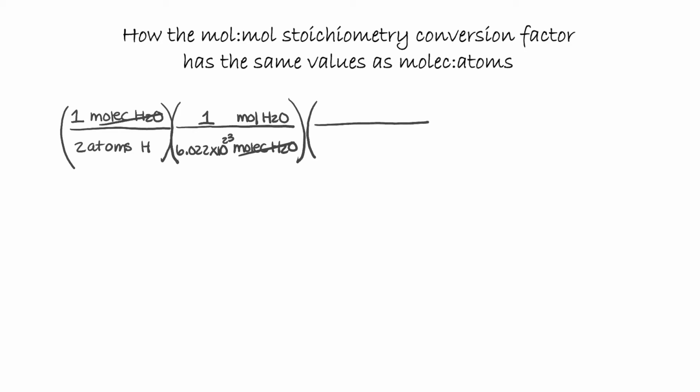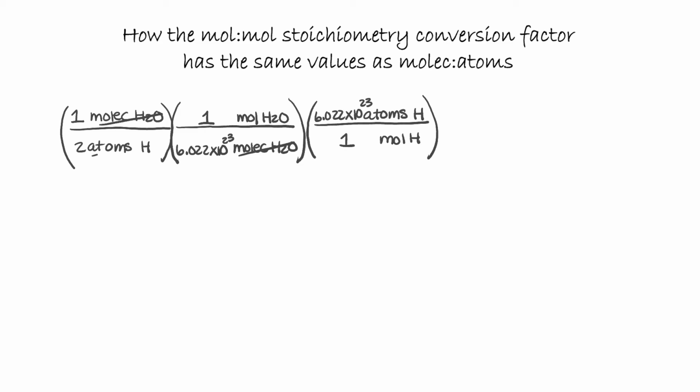We can then apply a similar scaling to the atoms of hydrogen, where now we need the atoms of hydrogen that are already in the denominator to cancel with new atoms of hydrogen in the numerator. So atoms of hydrogen go in the numerator, and mole of hydrogen goes in the denominator. So the numbers are 1 mole of hydrogen and 6.022 times 10 to the 23 atoms of hydrogen.